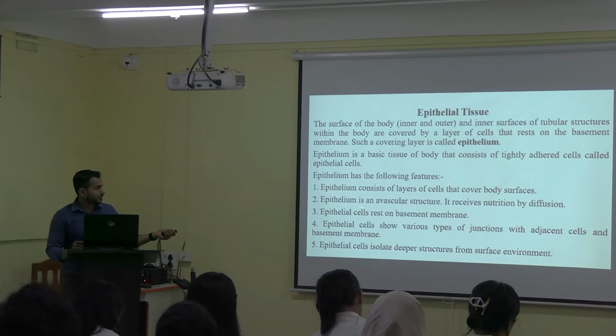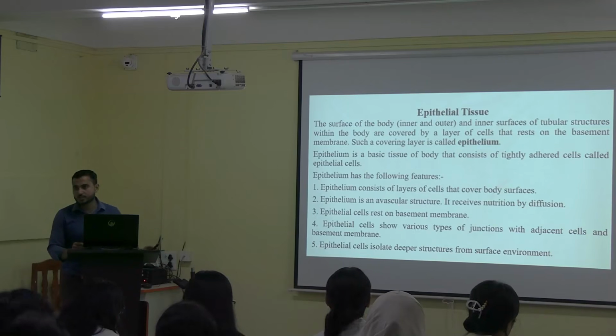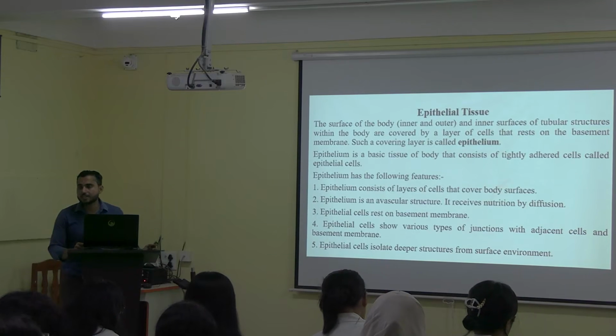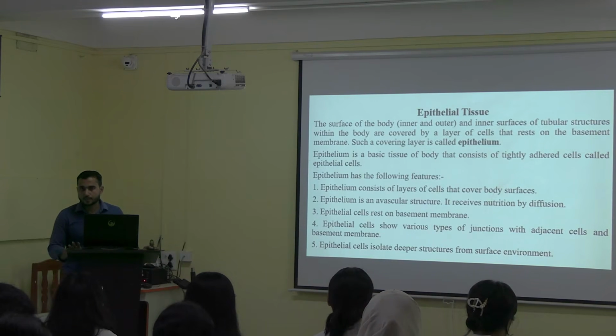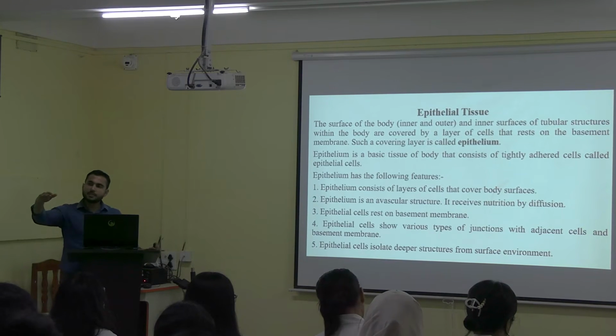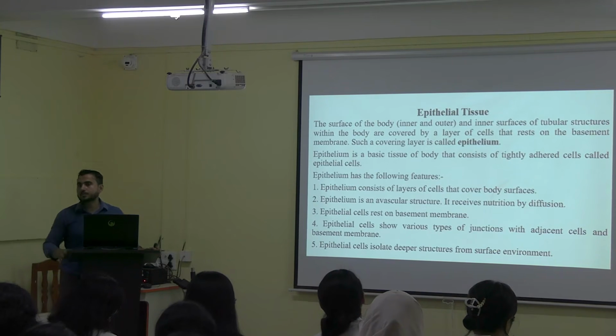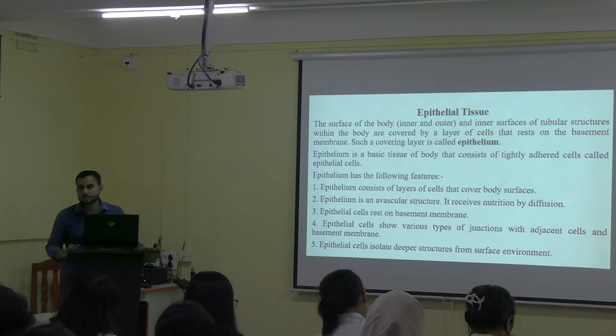After that, a very important feature: epithelial tissues are avascular. What is the meaning of avascular? No blood supply. Then how is it getting nutrition? With the help of diffusion. So the epithelial layer, the epithelial cells, as I said, are resting on a basement membrane. Just below the basement membrane we have connective tissue where blood vessels are available. So through diffusion it gets the nutrition.